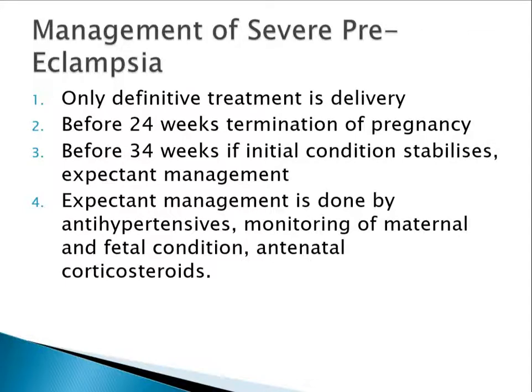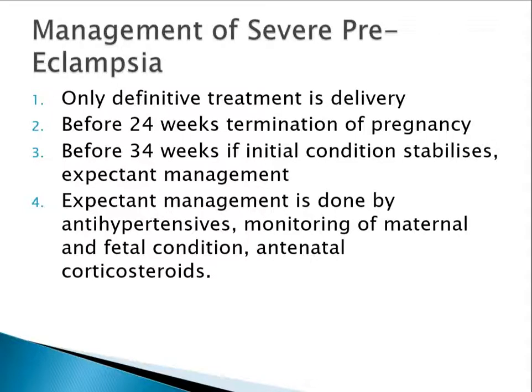So here what we do is we give initial treatment. Initially give antihypertensives, do investigations, etc. And if the patient's condition stabilizes, BP comes down, all the investigations become normal, urine output is good, then we continue the pregnancy giving expectant management, but only in the hospital. This patient cannot be sent home. This patient has to be treated in the hospital only. Now, how do we do this expectant management?